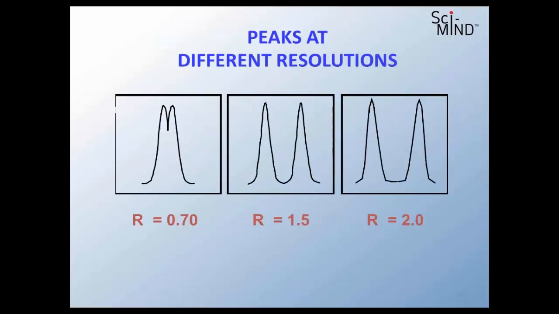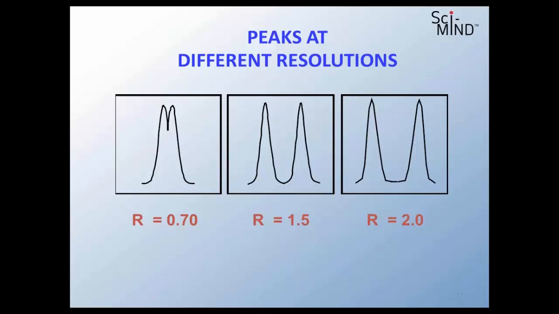Here are just a few examples to get us started of some peaks at different resolutions. Here's some peaks that aren't fully resolved on the left there. You can see a resolution of about 0.7 if it were calculated. A resolution of 1.5 says we have them just separated. One of the things that I try to shoot for in method development is I like my two closest peaks to have a resolution of 2.